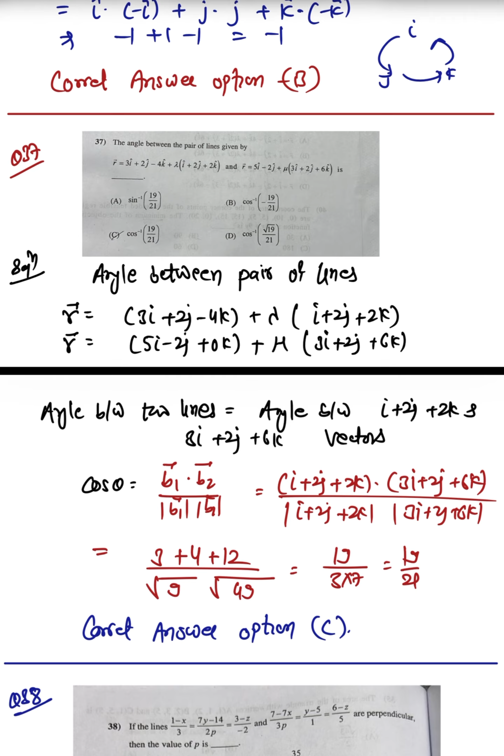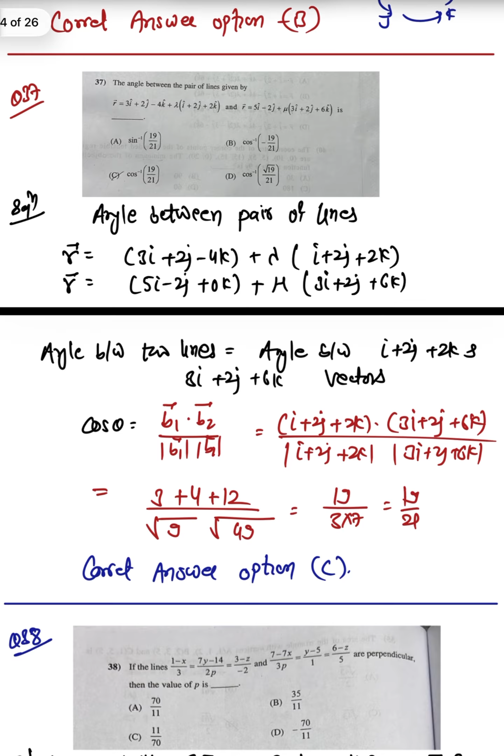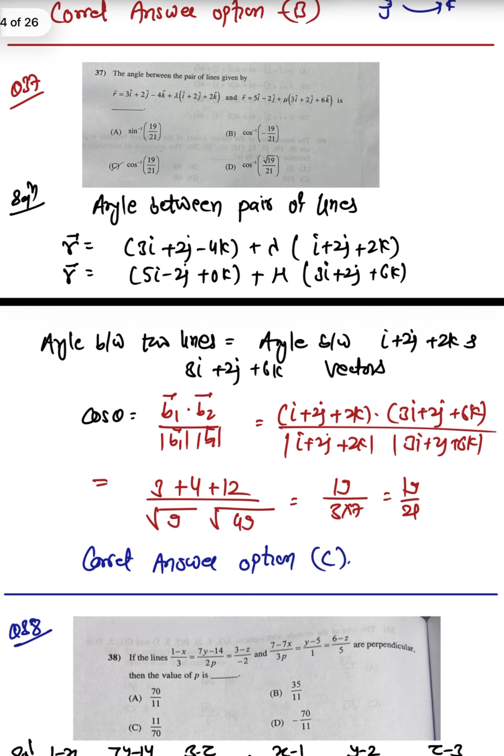Angle between pair of given lines r equals a1 plus lambda b1 and r equals a2 plus mu b2 is always the angle between b1 and b2. So I have just found the cos theta, which is b1 dot b2 over mod b1 mod b2. Will simplify, you will get 19 by 21. So theta is what? Cos inverse 19 by 21. Option C is correct.